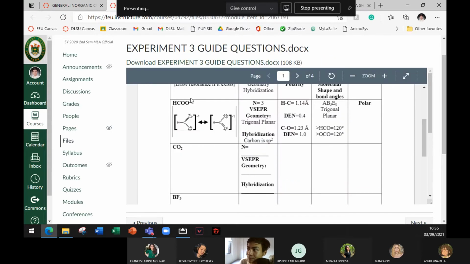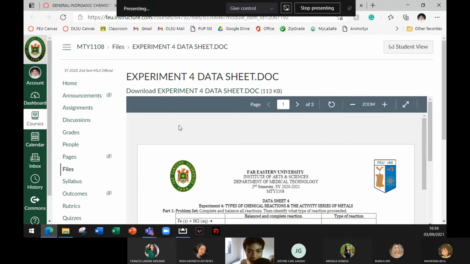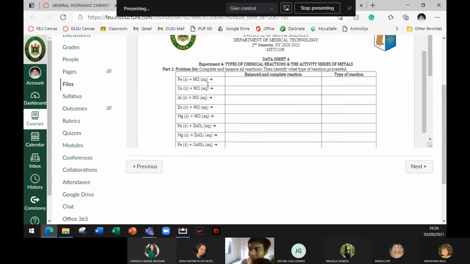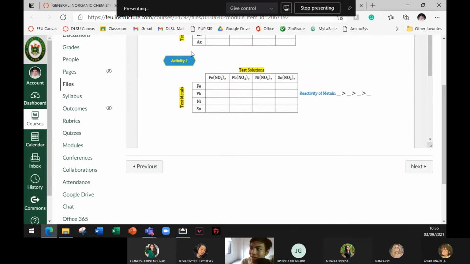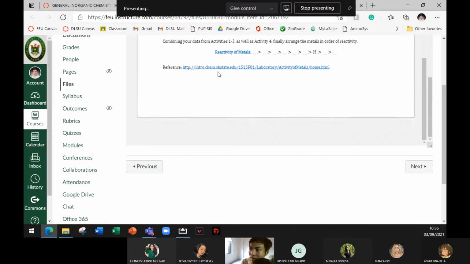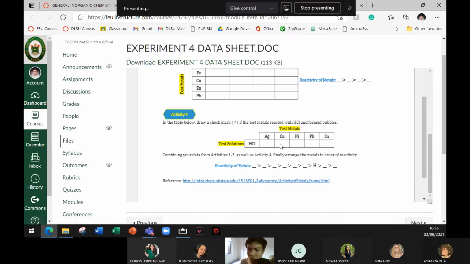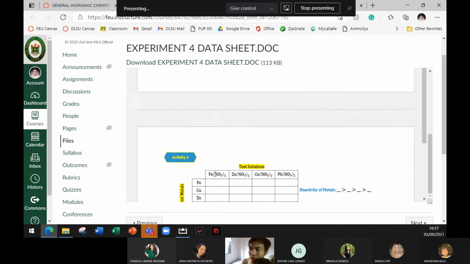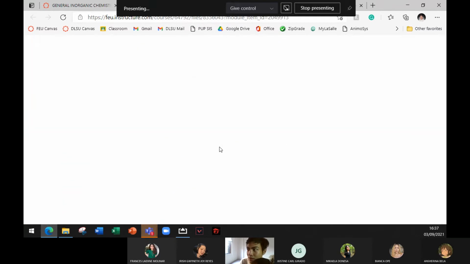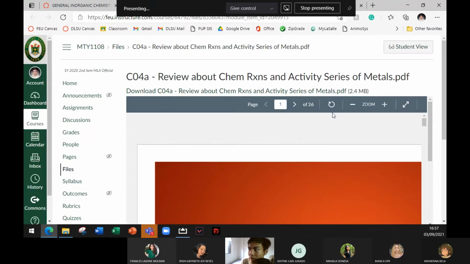And then, for experiment 4, hopefully na-balance nyo na, no? For this part, since hindi gumagana itong link dito, I think they made this worksheet around 2018 pa ata. Kaya hindi na gumagana yung flash. So, in order for you to answer this, just look at this table here.